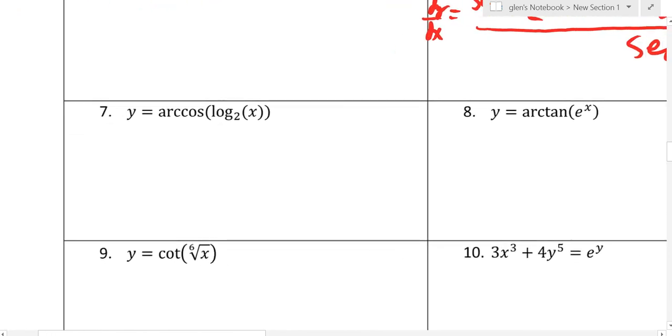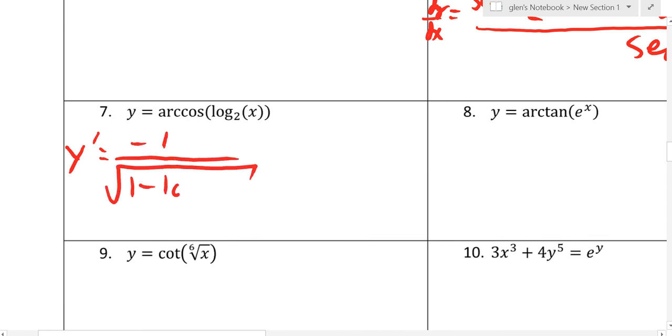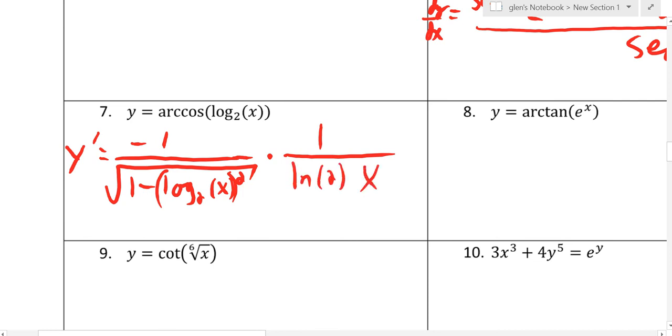Arc cosine of something inside of it, the derivative of that is negative 1 over the square root of 1 minus the inside thing squared. So we're squaring that whole log there. Then you multiply that by the derivative of the inside thing, and the derivative of log base 2 of x is 1 over ln 2 times x. That's it.